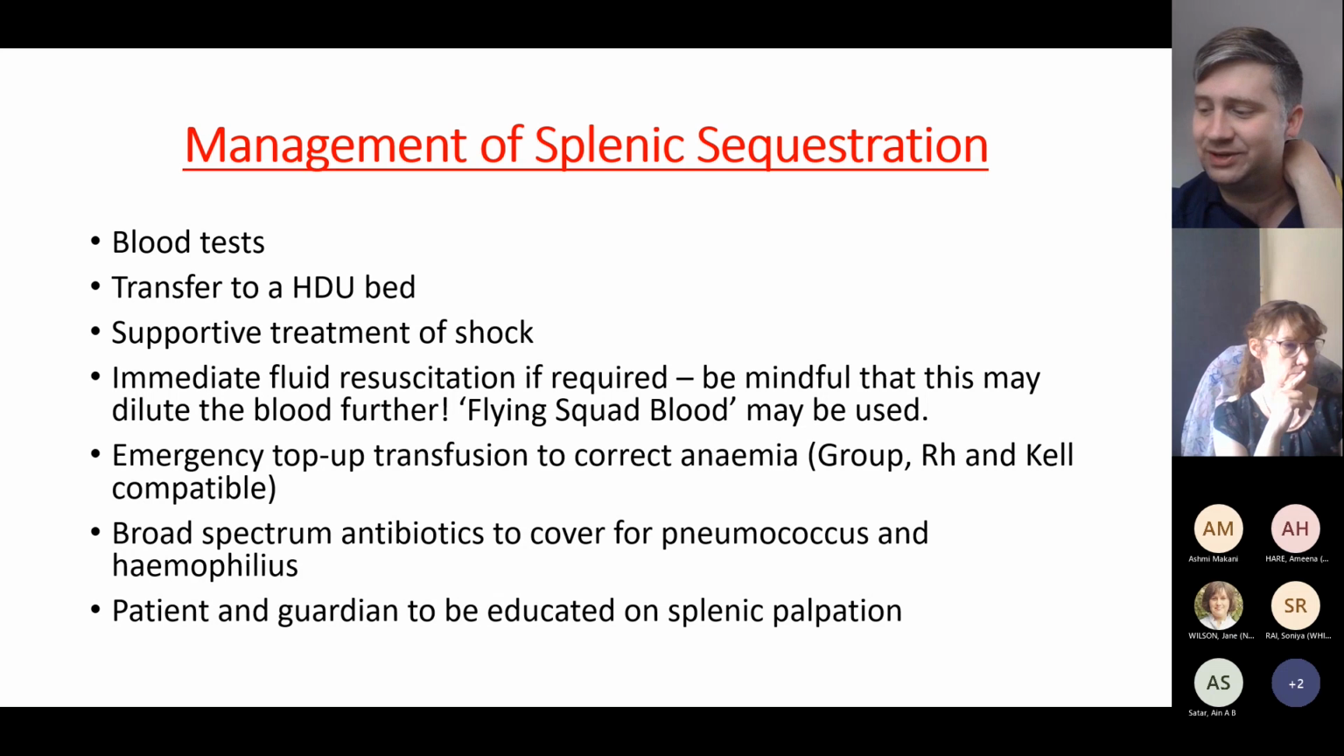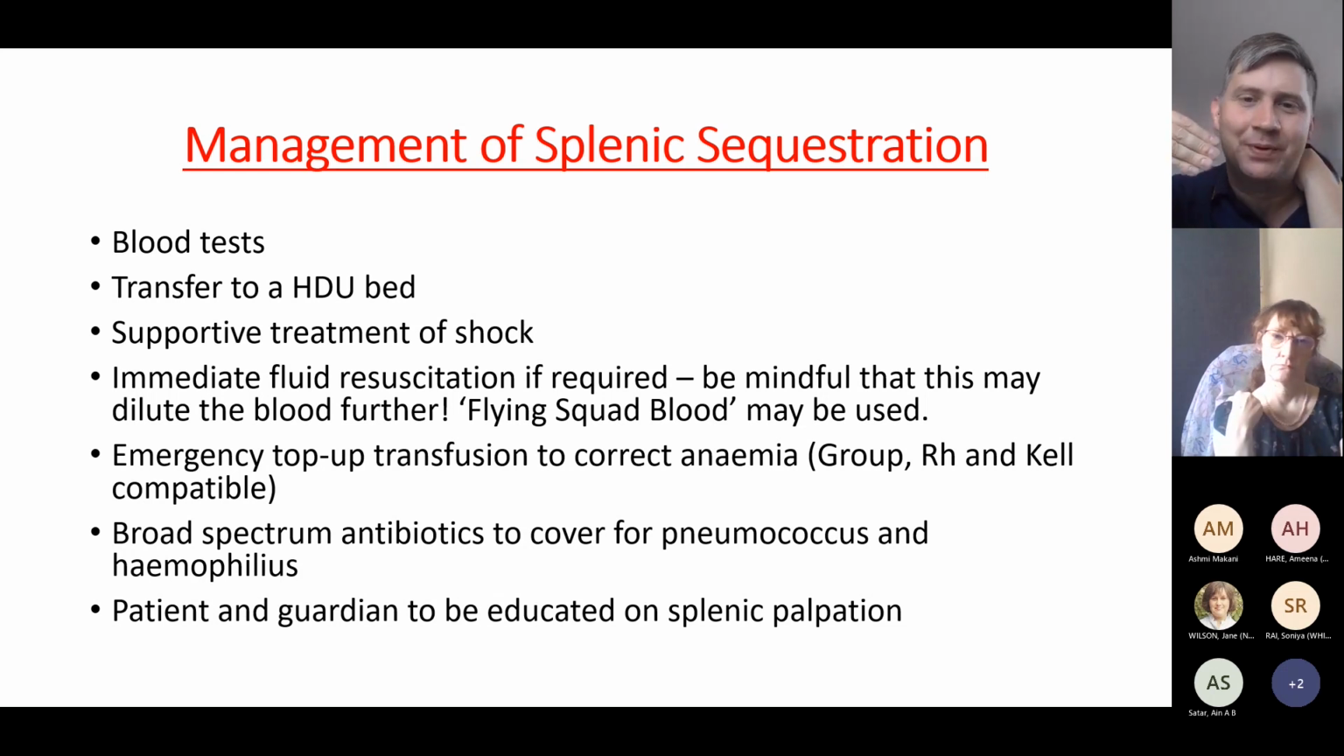And understandably, we need to educate our parents and teenagers how to feel for a spleen. Generally speaking, the spleen is measured by one finger as 1 centimetre. So you might feel the tip of the spleen, you might feel 1 or 2 centimetres, but if you're feeling 3 or 4, that's when we start to get a bit edgy. And we'd say to come in to be reviewed and have some blood tests done.